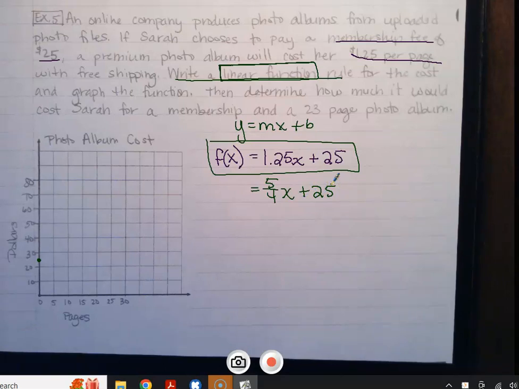So how are we going to graph that? Because this graph's a little weird in this case. So we go up 5. Would we though? Because if we go up 5, that would put us at 29. Well, would you go up 5 in the pages?